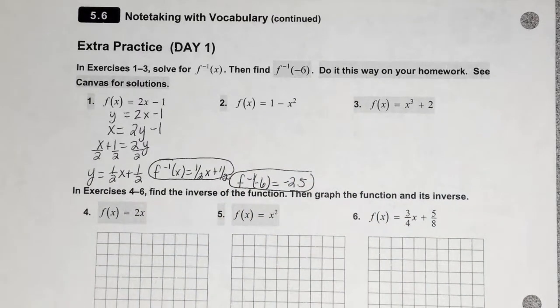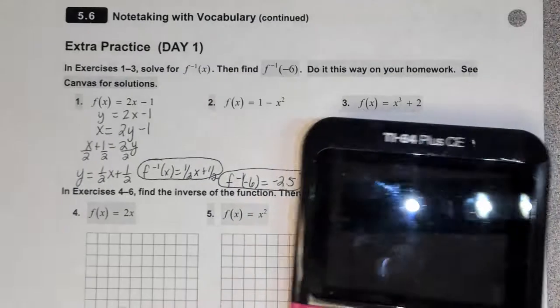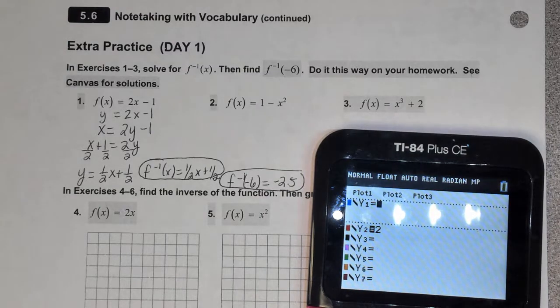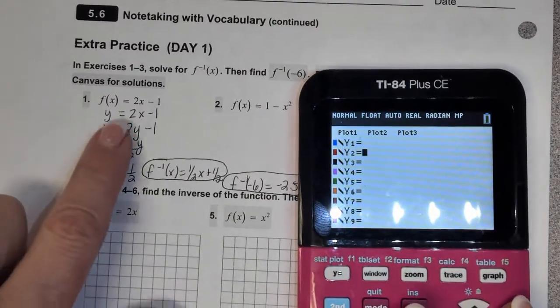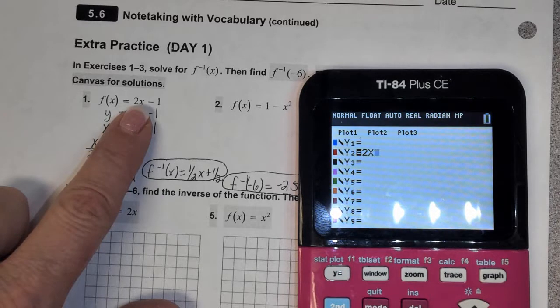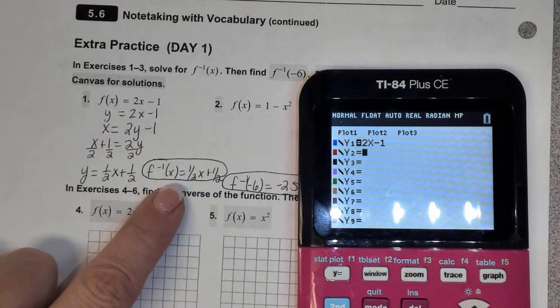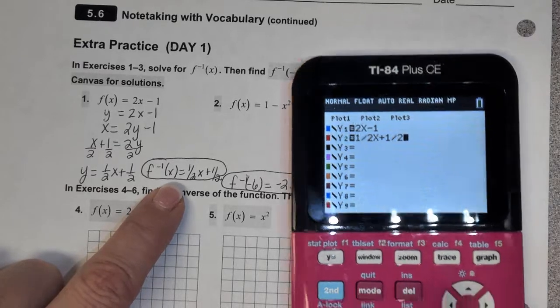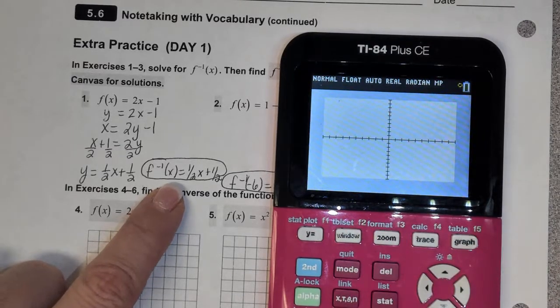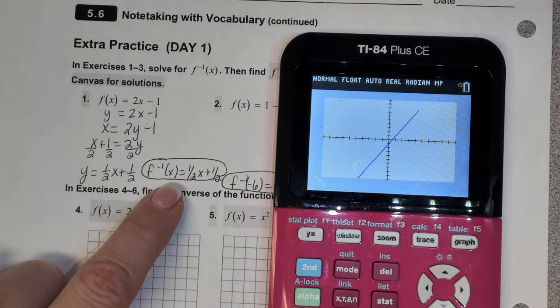I'd like to show you what this looks like. I'll use the graphing calculator since we're under the document camera. All right, guys, here's what I want you to look at: what these inverses are actually doing. I'm going to put in our original function, 2x minus 1. I'm going to put in our inverse function, 1/2 x plus 1/2. I want to look at these together. I'm going to do a zoom 6. Here's my first function, and here's the inverse.